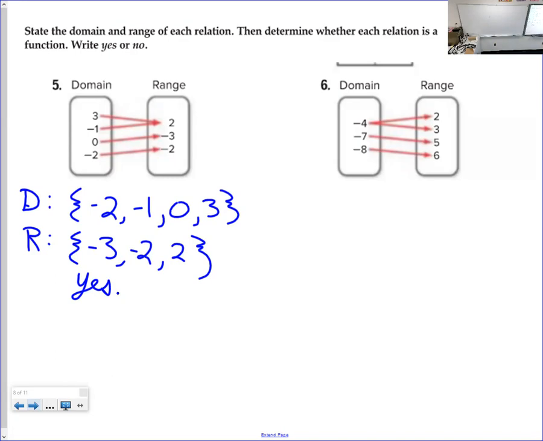And then the second one, again, I know you can pick out domain and range. So is this a function? No, right? This has that problem where one domain goes to 2 different ranges.